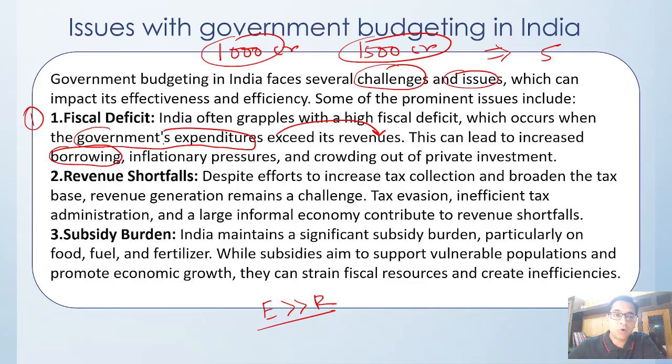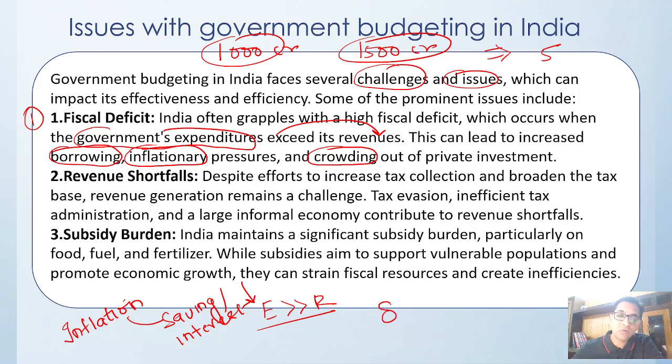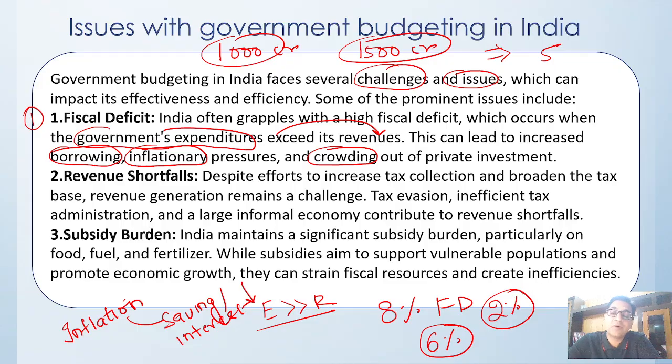Because of the money we borrow, it leads to inflation, and price rise will happen. It also crowds out private investment, because if there is a lot of inflation in the economy, then the saving rate and interest rate go down. Even if somebody is giving you an 8% interest rate in an FD, but your inflation rate per year is 6%, effectively you are getting only 2%. That is a situation I'm just trying to make you understand.